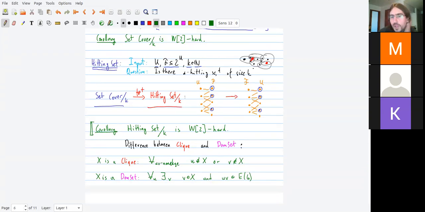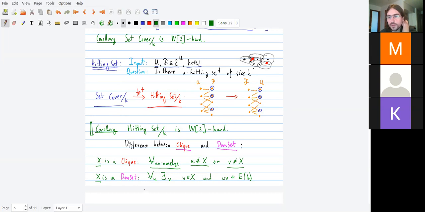Good. So now that we understand set cover and hitting set, maybe it's actually time to try to understand the qualitative difference between W1 and W2. How can we distinguish the complexity of dominating set from clique? So let's think of how we could express that a set X of vertices is a solution to the clique problem. I could say that for every non-edge of the graph, either one endpoint of the non-edge is not taken, or the other endpoint of the non-edge is not taken. This is a way to phrase that X is indeed a clique.